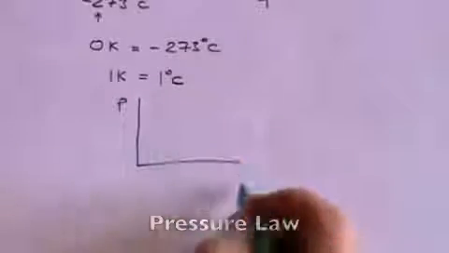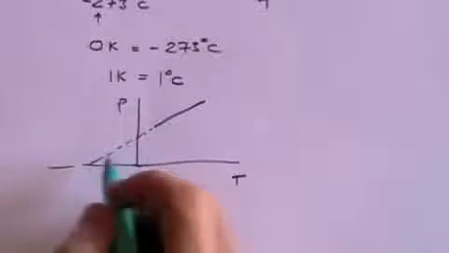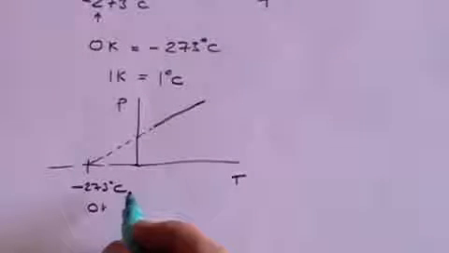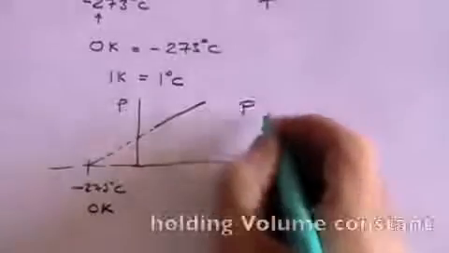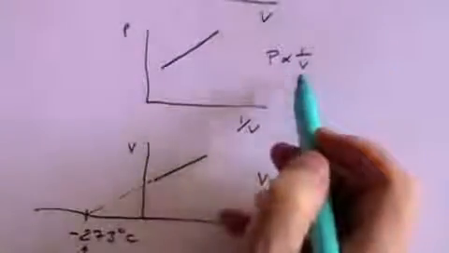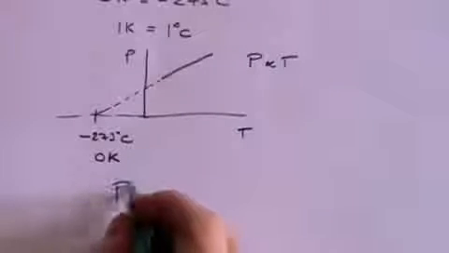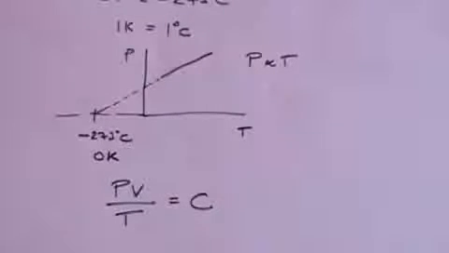Now finally we have a pressure law, and the pressure law relates pressure to temperature, and once again it's a straight line. And once again, if you project it backwards, you find that the pressure becomes 0 at minus 273 degrees Celsius, which is 0 degrees Kelvin. And that tells us that pressure is proportional to temperature. So we have that pressure is proportional to 1 over volume, volume is proportional to temperature, and pressure is proportional to temperature. And if we put all of those together and combine them, we get that pressure times volume over temperature is a constant, which I'll call C for the time being.